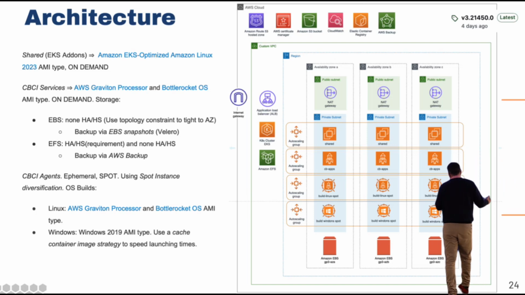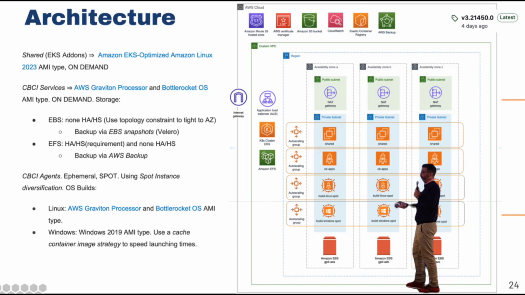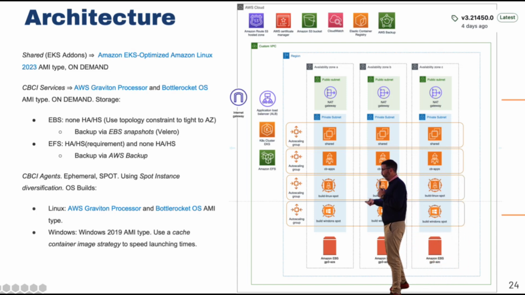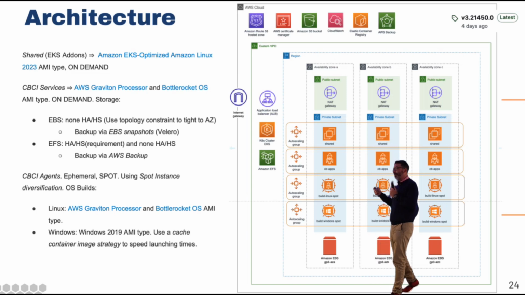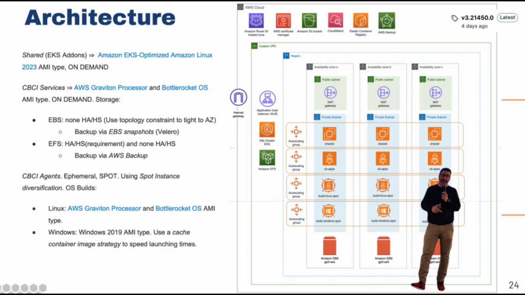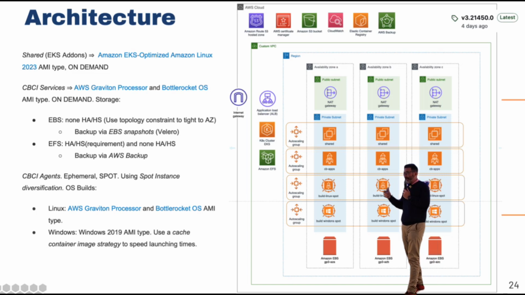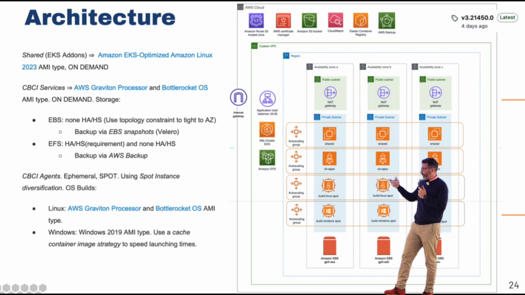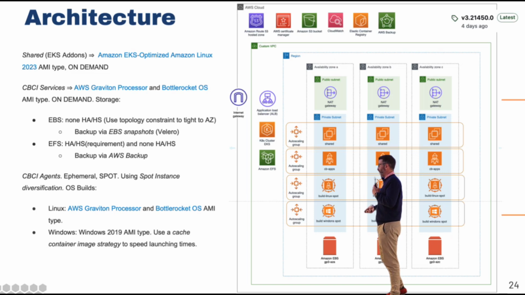On the other side, we have EFS. EFS is a service that is more expensive than EBS, but it provides you with high availability. Why? Because it protects you from a zonal outage. EFS is a requirement for controllers running in HA, and it is optional for non-HA controllers. About the backup system, for EBS we use Velero for backing up, and for EFS we use AWS Backup.